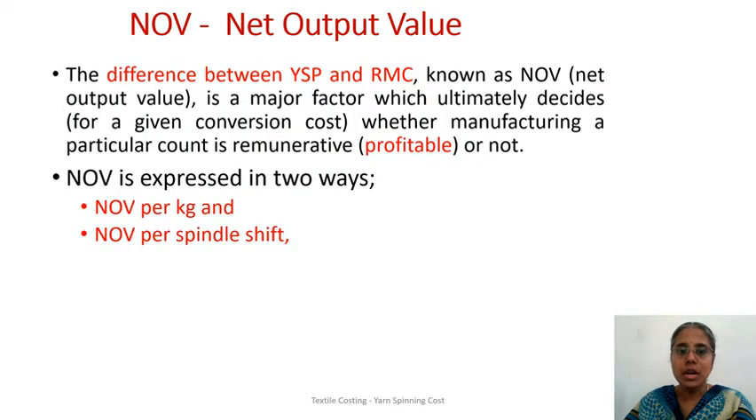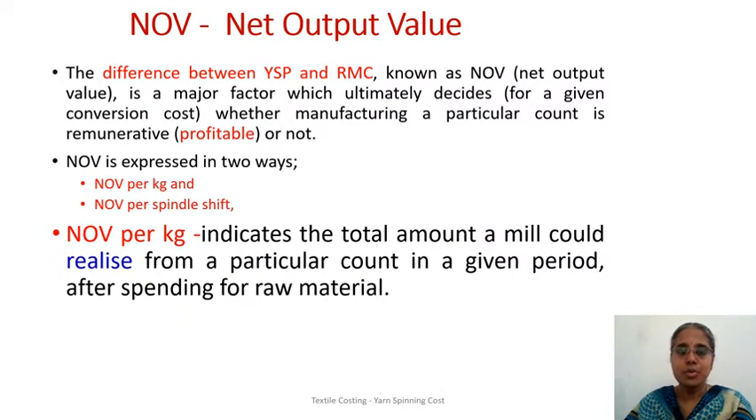There are two terminologies which express net output value: net output value per kg of yarn produced and net output value per spindle shift. So the first terminology, net output value per kg, indicates the total amount a mill can realize from a particular count in a particular period, ignoring or without accounting for the raw material.